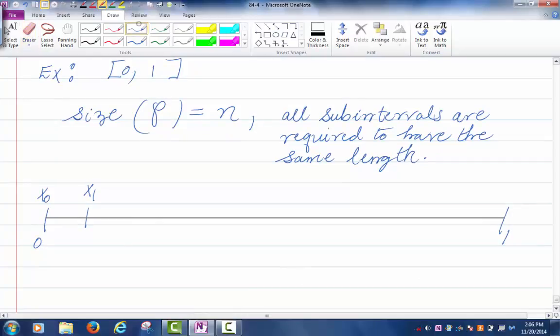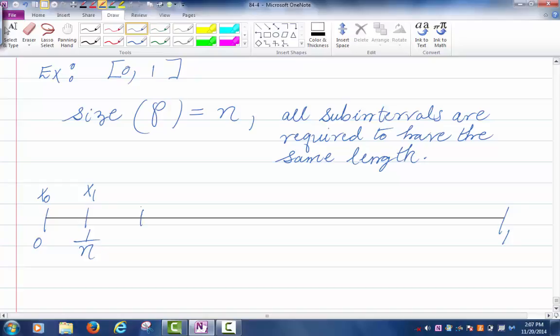What would be my first partition point? I want the length of the first subinterval to be what? 1 over n, right? So what should be this number, x1, in terms of n? 1 over n, right? Because if this point is 1 over n, then the length is exactly 1 over n minus 0, that's 1 over n. That's the length of the first subinterval.